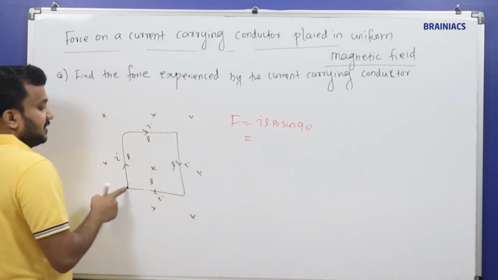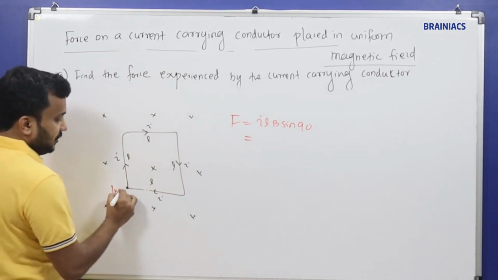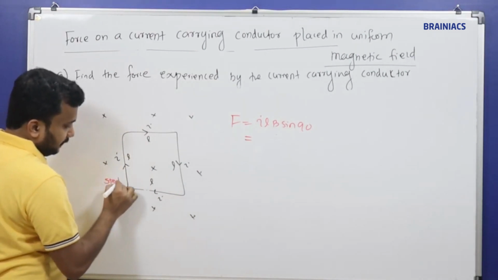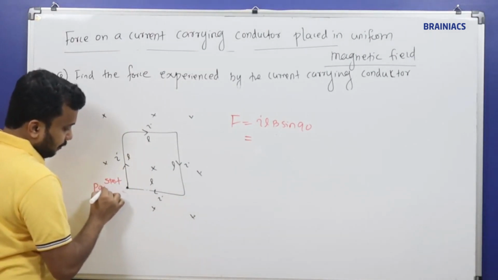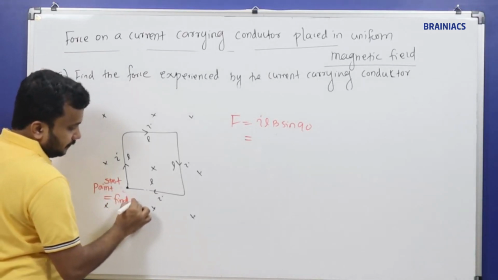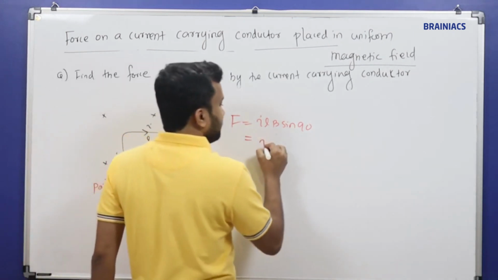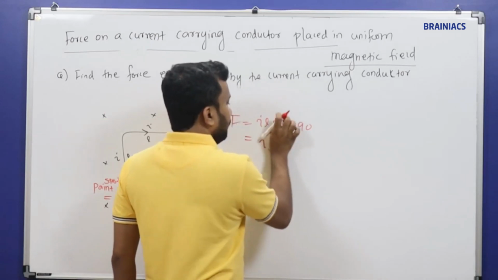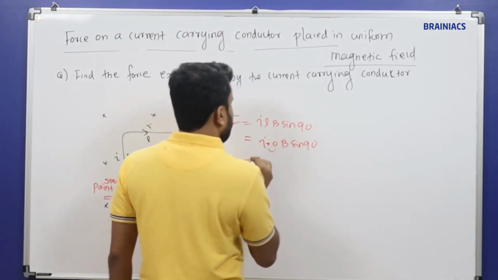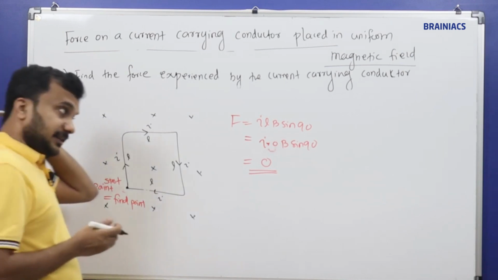Suppose you assume this is a starting point, starting here, going here, coming here, going here. So this is the start point, and this is equal to your final point. So what will the displacement be here? 0. Displacement is 0, which means I into L multiplied with 0, B sine 90. The answer is 0.